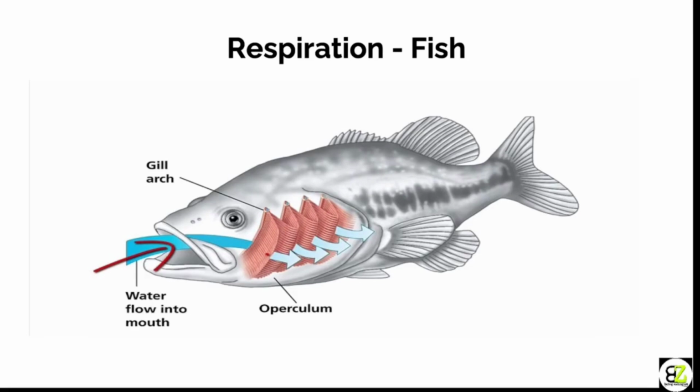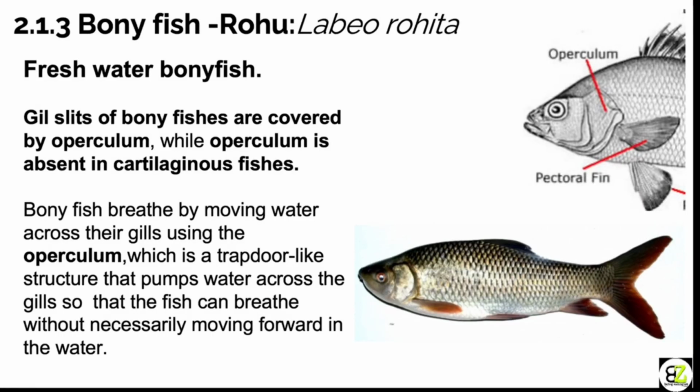After that we saw respiration in fishes. We have taken the example of rohu, in which operculum is there. It is a bony fish, and operculum is there, which is helping in the respiration process by flip-flop movement. Here the gill slits of bony fishes are covered with the operculum, and this operculum is absent in the cartilaginous fishes, that is chondrichthyes.